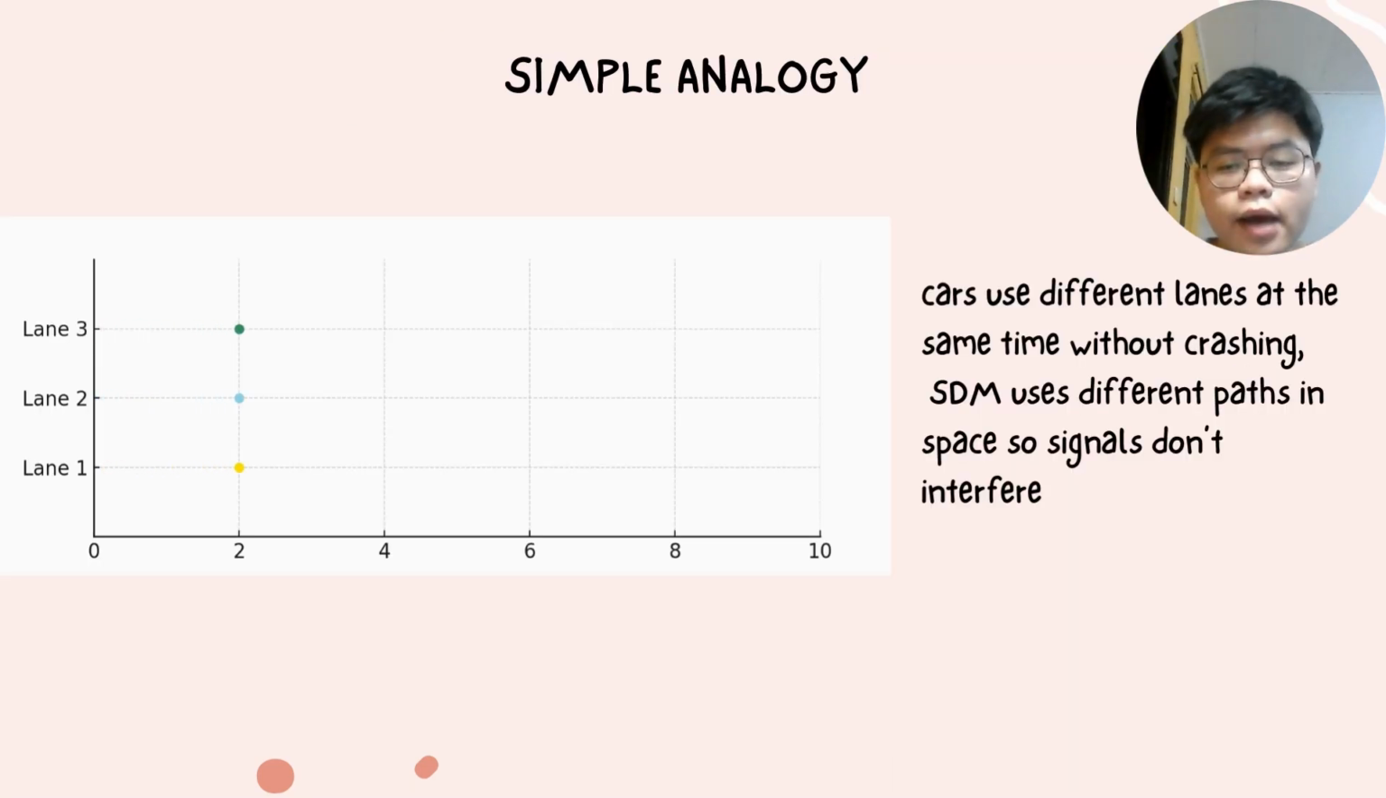To understand SDM, let's look at a simple analogy. Imagine a highway. If you only have one lane, cars have to drive behind each other. But if you build a multi-lane highway, cars can use different lanes at the same time without crashing. This is exactly what SDM is. Instead of forcing data to wait its turn, SDM uses different paths in physical space so signals don't interfere.